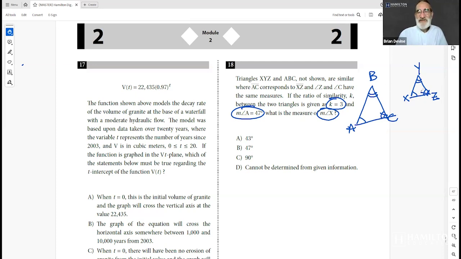It's the sides that are in different proportions. And so it should be the same measure then, because they're congruent angles due to similarity. Angle A is congruent to angle X.